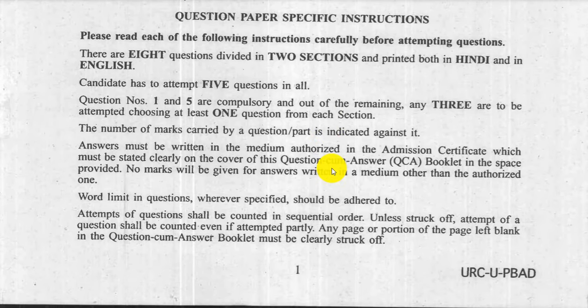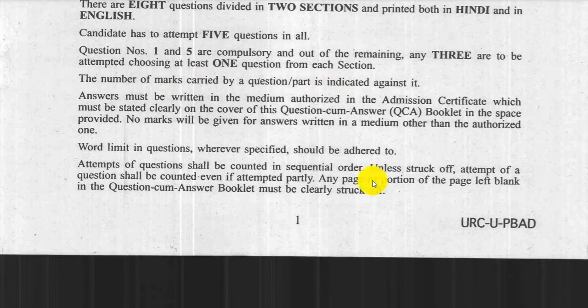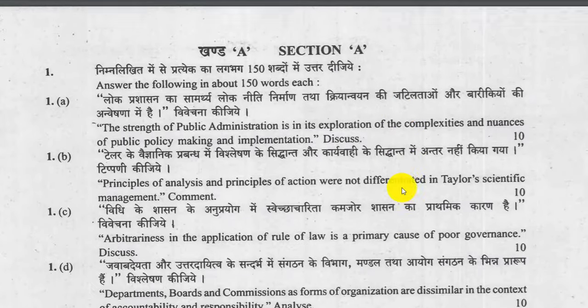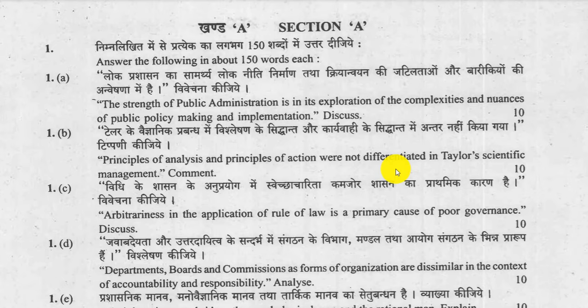Before going into any questions, you have to know how to write the answers, so go through the instructions. There are 8 questions divided into 2 sections, printed in Hindi and English, and a candidate has to attempt 5 questions in all. Number 1 and number 5 are compulsory, and out of the remaining, any 3 are to be attempted, choosing at least 1 question from each section. The number of marks carried by each question part is indicated against it. Whichever language you opted for while filling the Mains application, you have to stick to that language and write in it. That's all for the instructions.